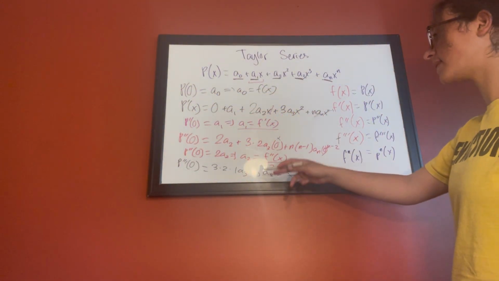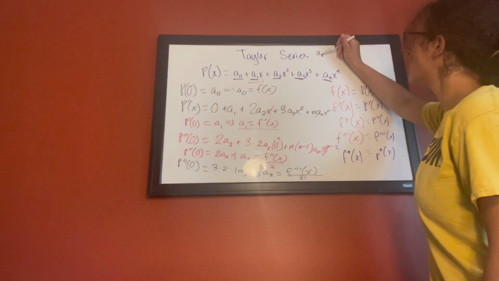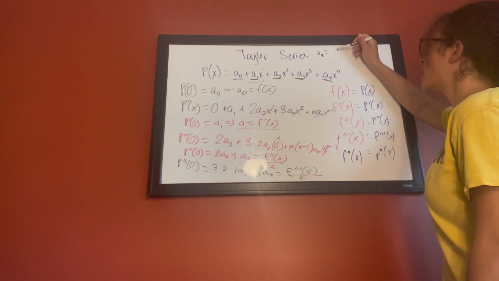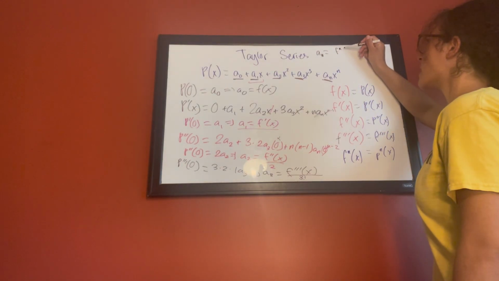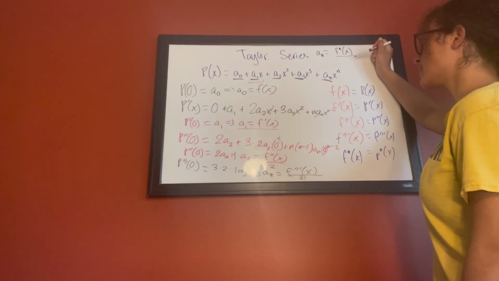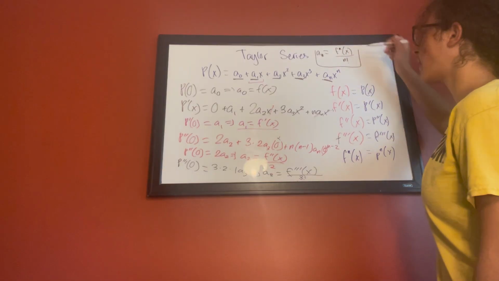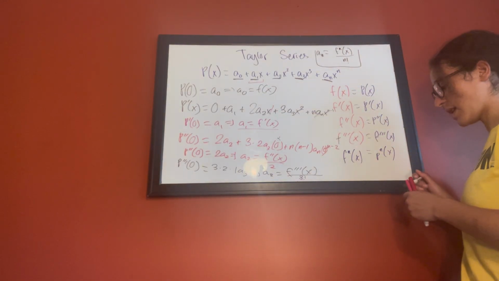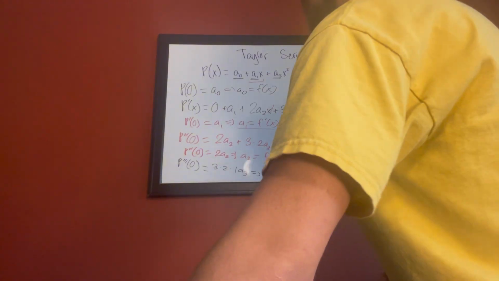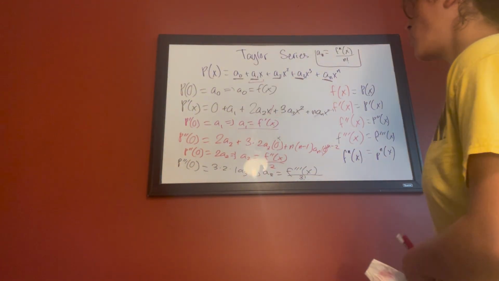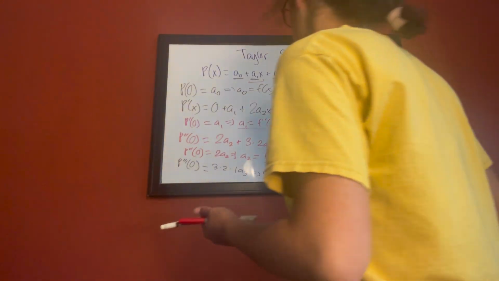Well, I have that a to the n is equal to f to the n of x, the nth derivative of x, divided by n factorial. That is the pattern that I have found. And so now, what can I really do now?